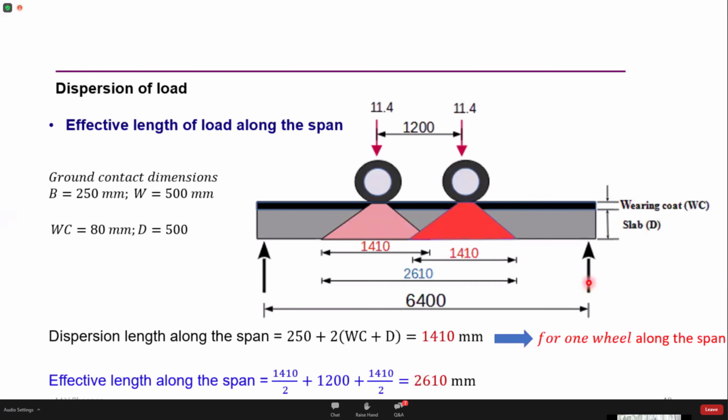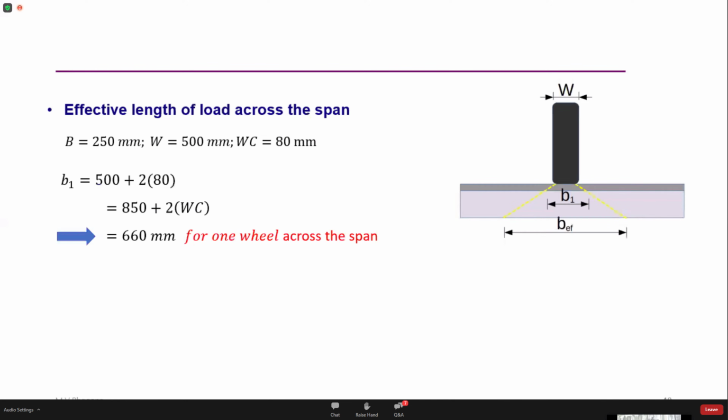Similarly, we need to calculate the dispersion length across the slab. So this is how it looks now. This is the cross section of the slab. When the wheel load is placed on the slab, the contact length of the wheel is given as W. The dispersion through the bearing coat is given as B1, and the dispersion through the bearing coat and the structural slab is given as B effective. B1 can be calculated as 500 plus 2 times the thickness of the bearing coat. So B1 works out to 660 millimeters.